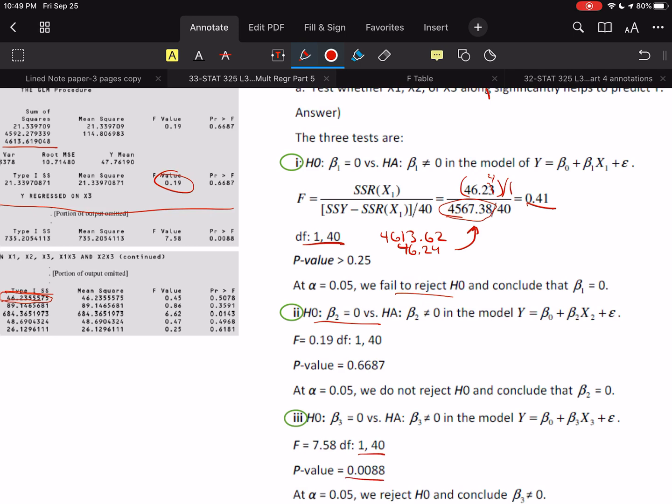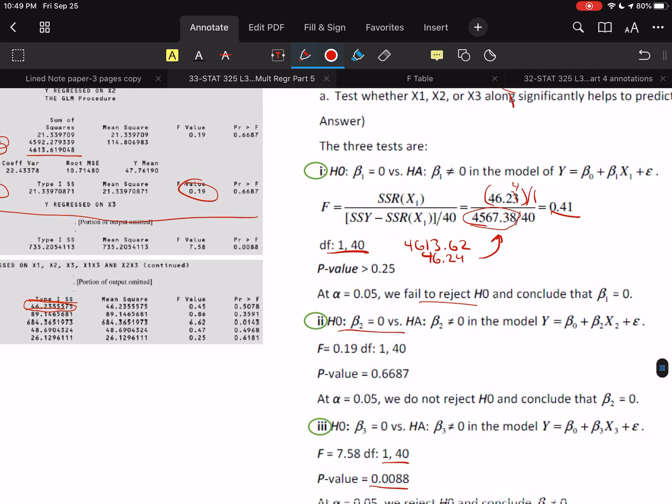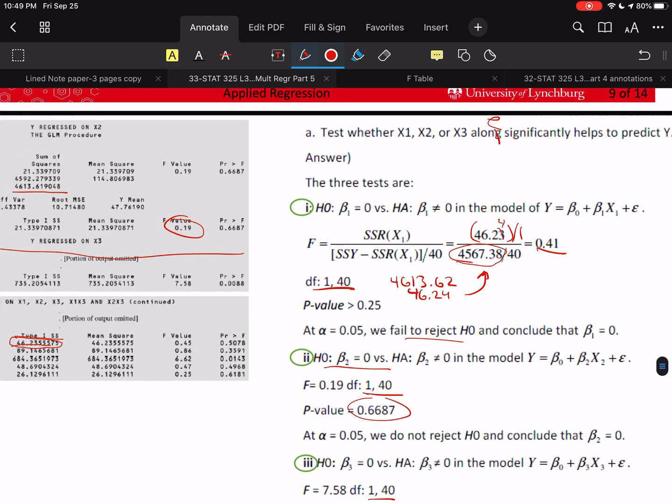And the p-value they give us is, here it is, 0.6687. We do not reject the null hypothesis. We fail to reject the null, and so there does not exist sufficient evidence to support the claim that beta 2 is not equal to 0 at a 95% confidence level, using a simple random sample of n equals 42. So just remember, I'm going to keep on telling you what I need you to put in the answers.